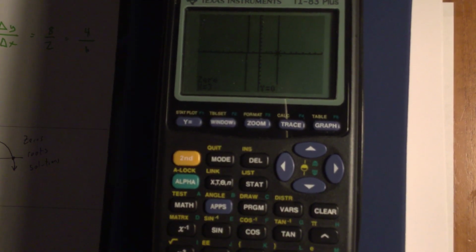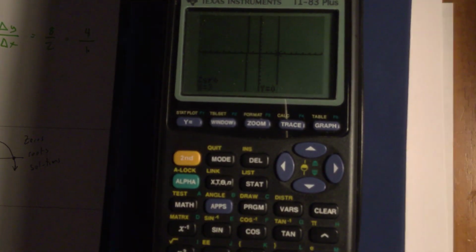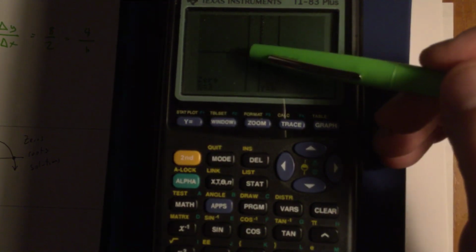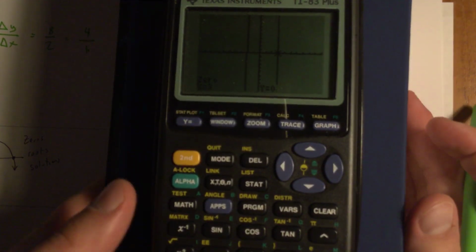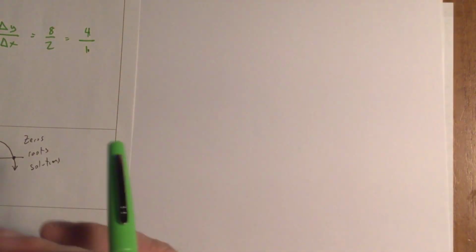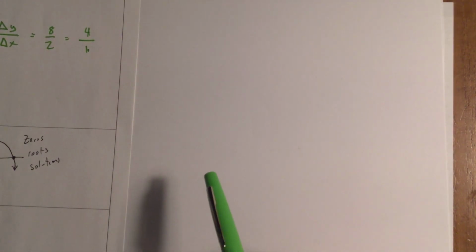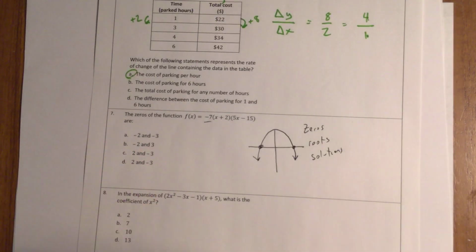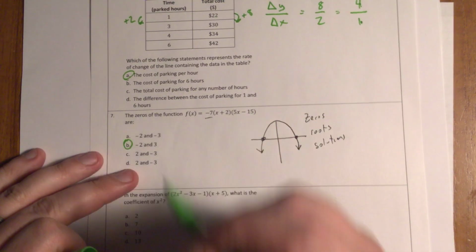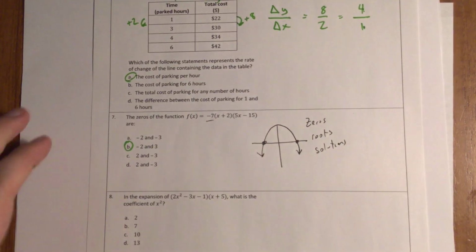And you could do the same thing for the other side, or you could probably just see that it's just -2. So this has zeros at -2 and 3. So this is one that takes 30 seconds. There you go. -2 and 3. Perfect.